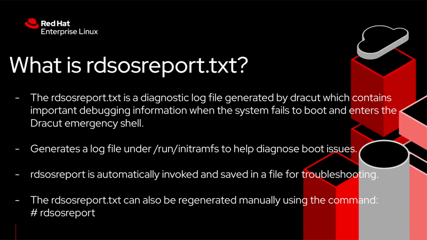When the boot process encounters an issue like failing to mount the root file system or loading kernel modules, rdsosreport generates a log file under /run/initramfs to help diagnose the problem. The initramfs stage occurs just before the root file system is mounted. Dracut is a tool that is used to manage initramfs. If the system fails to proceed past the initramfs stage, dracut enters a shell and rdsosreport is automatically invoked and saved in a file. The rdsosreport.txt can also be generated manually using the command rdsosreport.